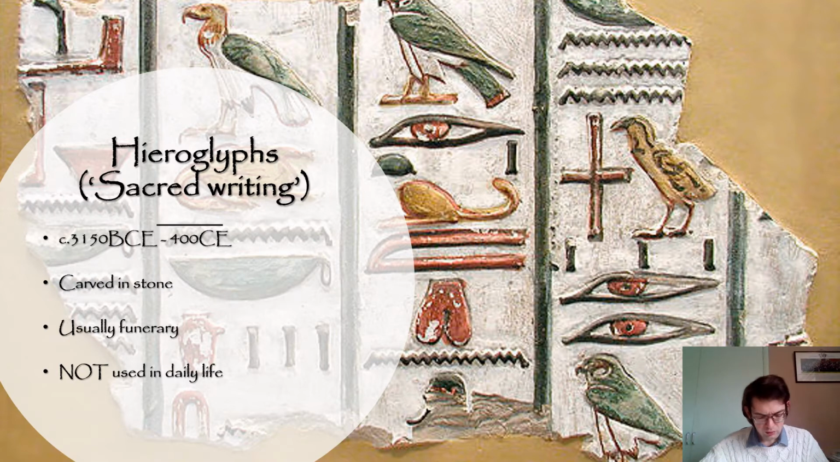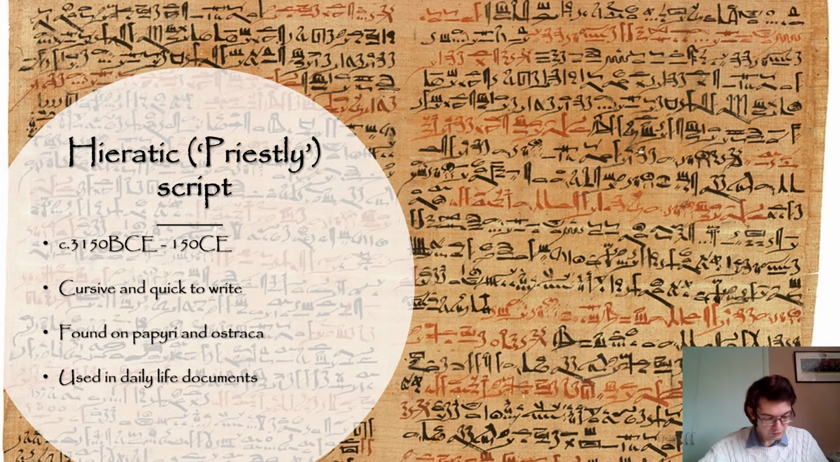So, with this in mind, it isn't very surprising that the archaeological context in which hieroglyphs are most commonly found is in people's tombs, commemorating the deceased in a religiously potent way. They're not usually used in daily life. So, what was used for writing in daily life?